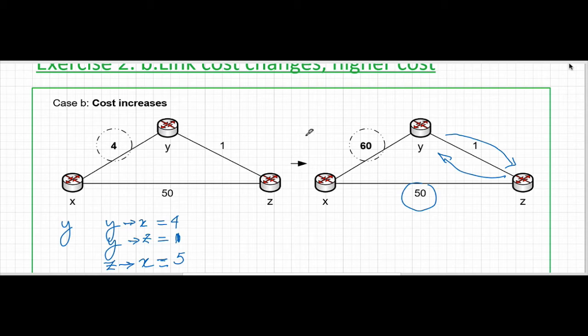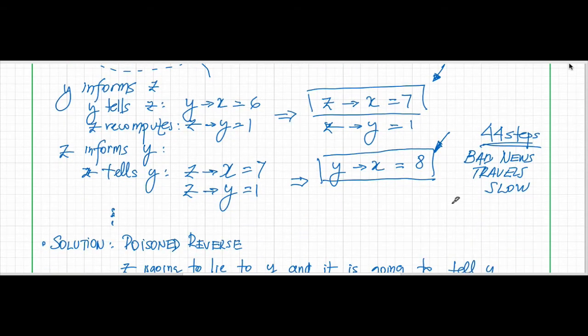In this case, once the cost goes up, since Y is never being told by Z that it can reach X, we will not go into this routing loop and keep counting up in a very slow way. What's going to happen then is that eventually X is going to tell Y that it can reach X at a cost of 50, and now if Y wants to reach X, it's going to go directly to X, and if it wanted to reach Z, it's going to go directly to Z at a cost of 1. Now, this bad news traveling slowly is also known as the count to infinity problem.